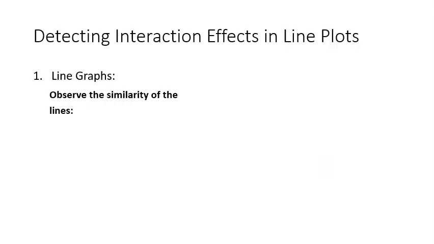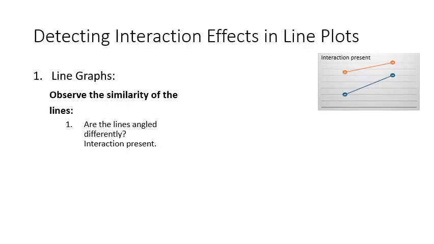So how do we detect interaction effects in line plots? So we're really looking for the similarity of the lines and of the angles of the lines. So are the lines angled differently? Then an interaction is present. So here you can see, even though the difference is subtle, this top line is really a little bit different angle than the bottom line, and interaction may be present.